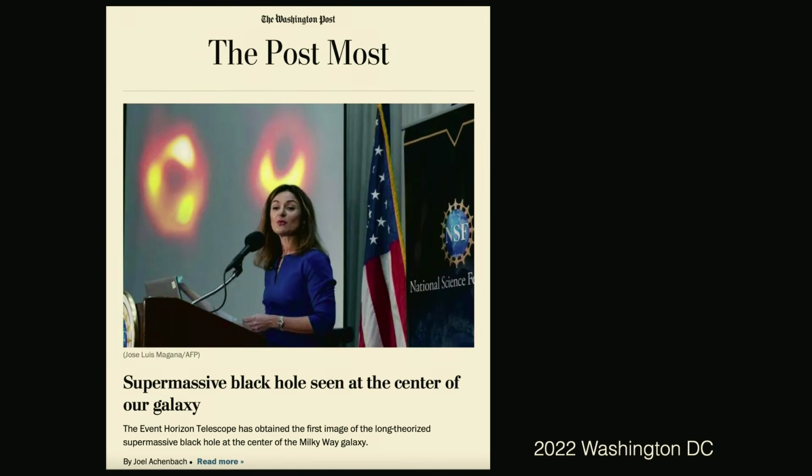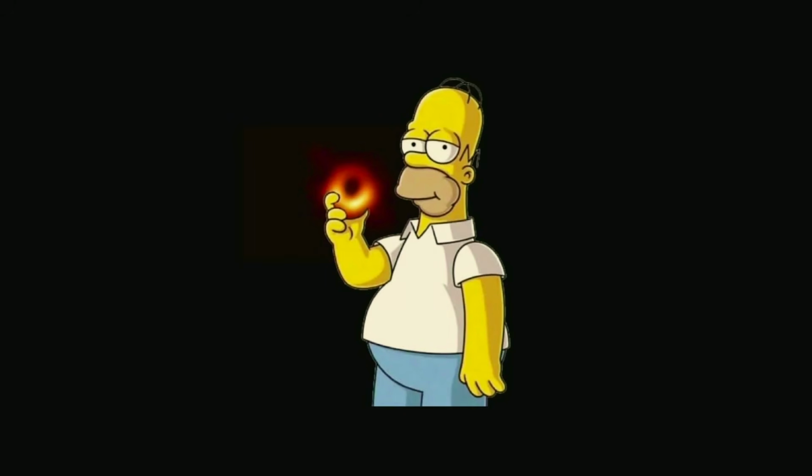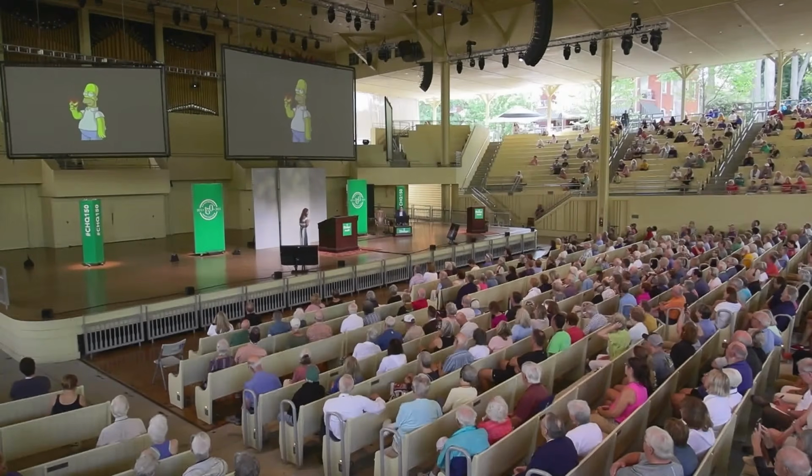I was lucky enough to share it on behalf of the collaboration, the first picture of the black hole at the center of the Milky Way in 2022 in Washington, D.C. And the press coverage and the response from the public was truly amazing. We were very, very grateful for that. But we were even more grateful for the memes. Our orange donut. I think we called it a donut way too many times.